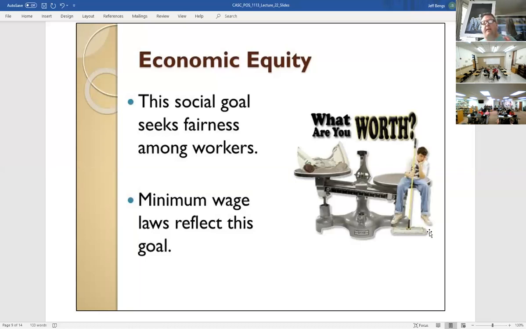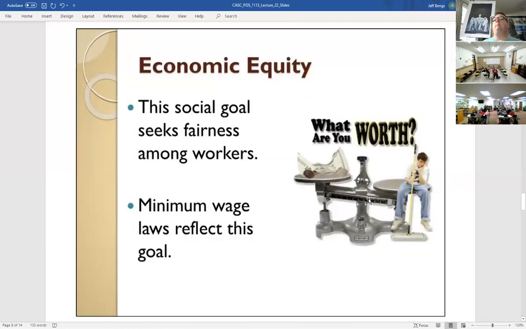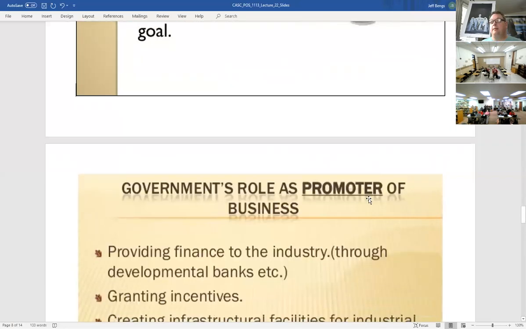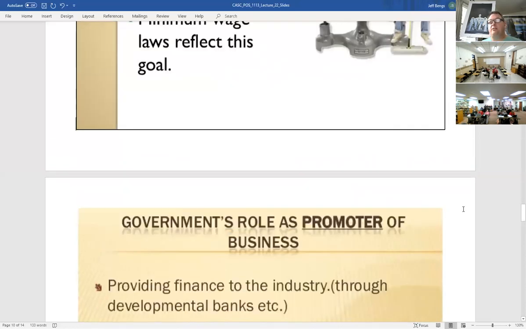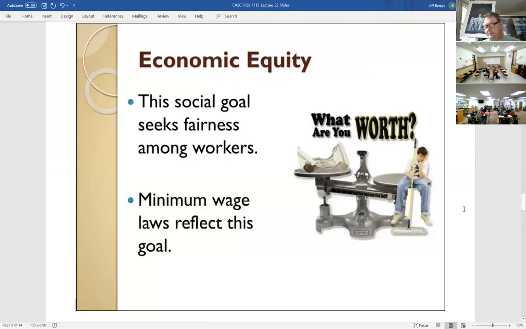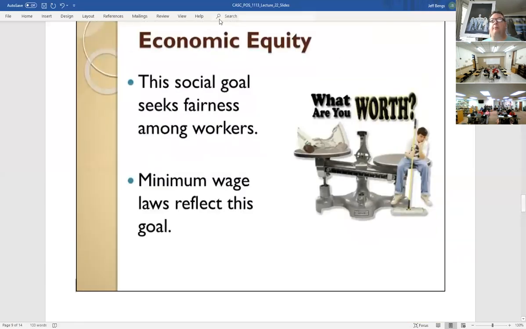So the government, being a regulator of the economy, is to promote economic efficiency and economic equity as they regulate a mixed economy. So any questions on that? No. All right, we will stop there.